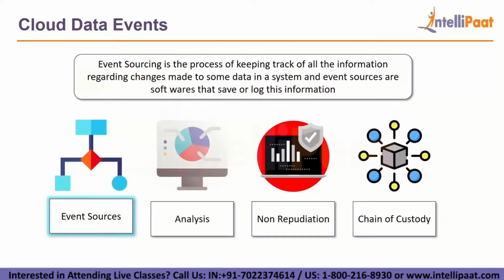Event sourcing is this particular kind of software. Event sourcing is the process of keeping track of all the information regarding changes made to some data in a system, and event sources are the software that save or log this information. If you are a software engineer, then you definitely would have worked with or heard of a system like this. It's a very popular system called Git. Git is a version control system.